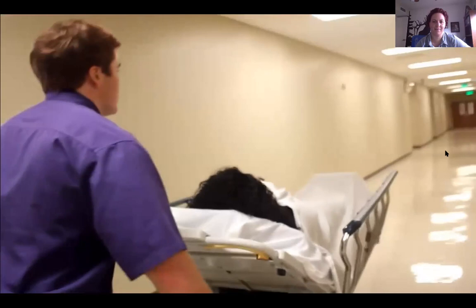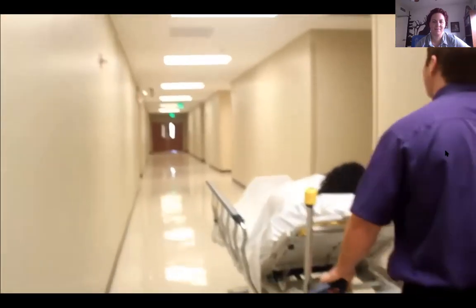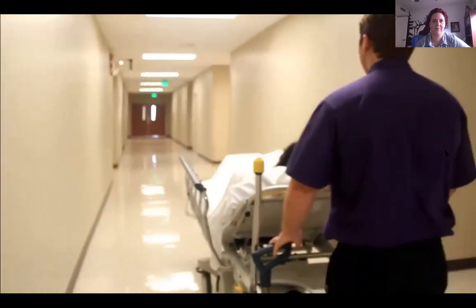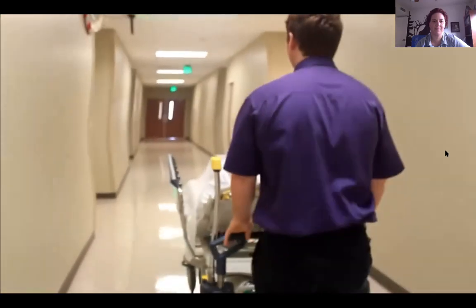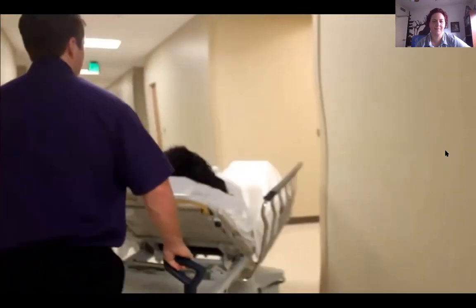Once again, we're going to use our mirror here to go around this corner. We'll see if nobody's there. Also clear, so we're going to make our way to the elevator.